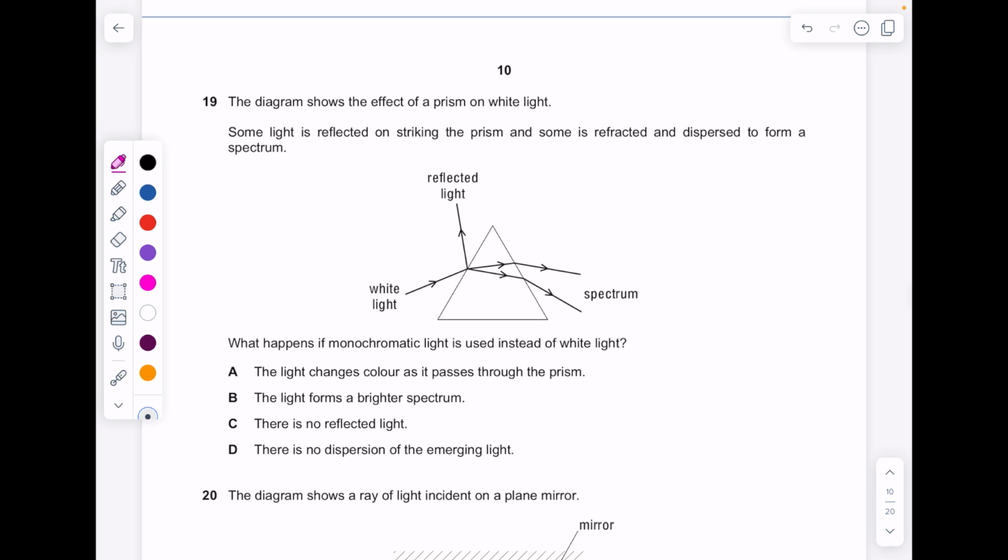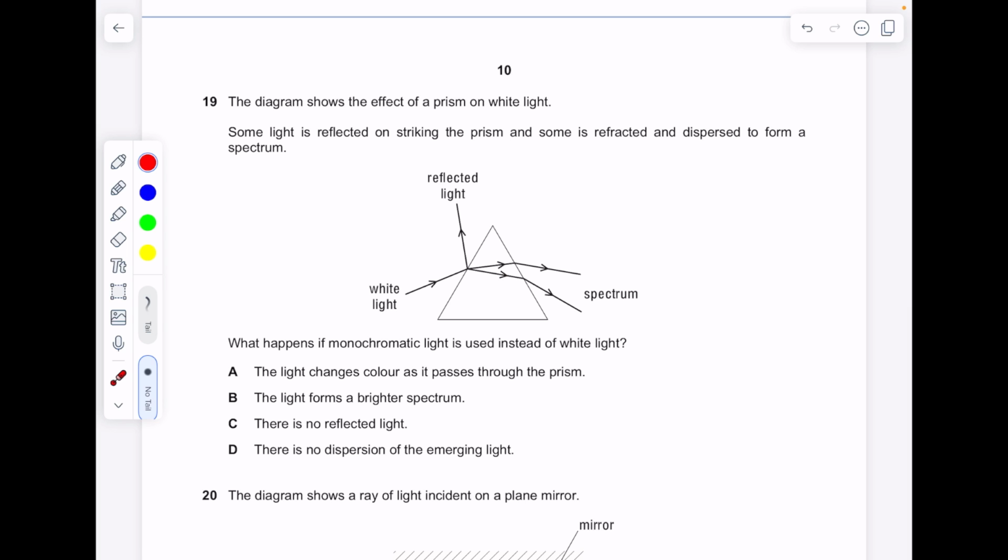The diagram shows the effect of a prism on white light. Some light is reflected on striking the prism, and some is refracted and dispersed to form a spectrum. So there's reflection. Here's dispersion taking place. What happens if monochromatic light is used instead of white light?